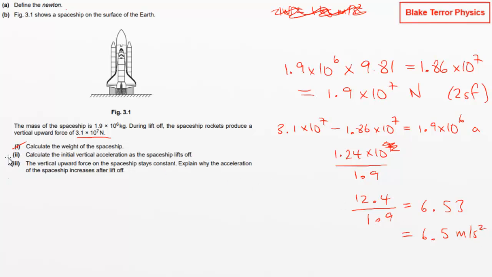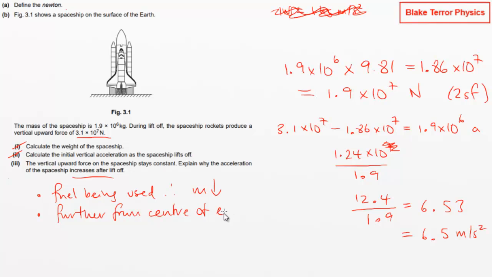Okay, the vertical upward force on the spaceship stays constant. Explain why the acceleration of the spaceship increases after liftoff. Right, there's a lot of things you could do here. We could say fuel being used, therefore mass decreases. We could say further from the center of Earth, so therefore g decreases, and therefore W decreases. That's all the same sort of thing.